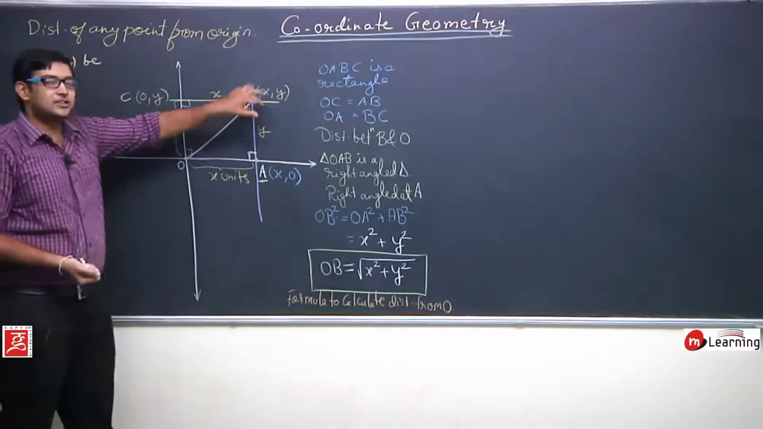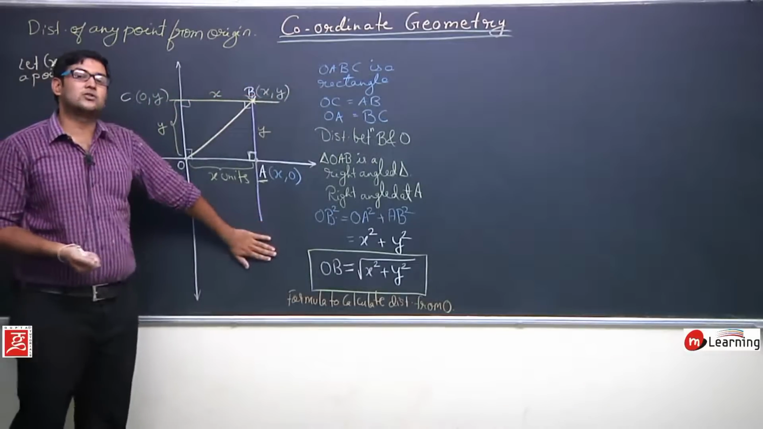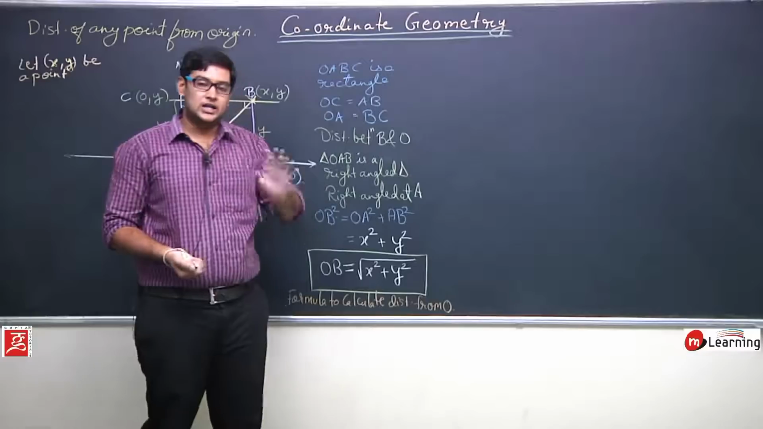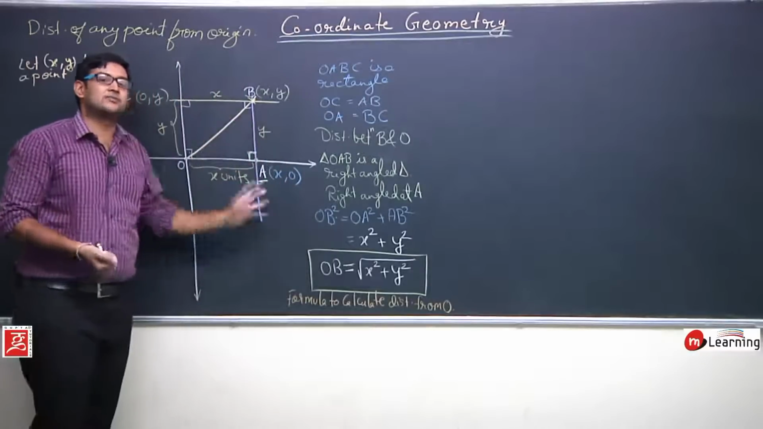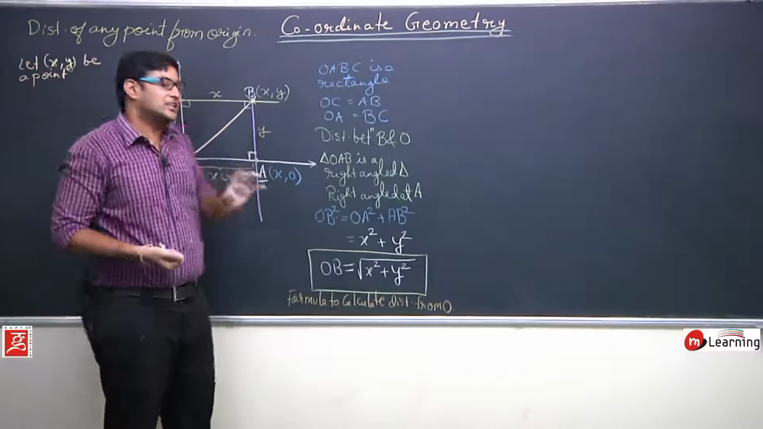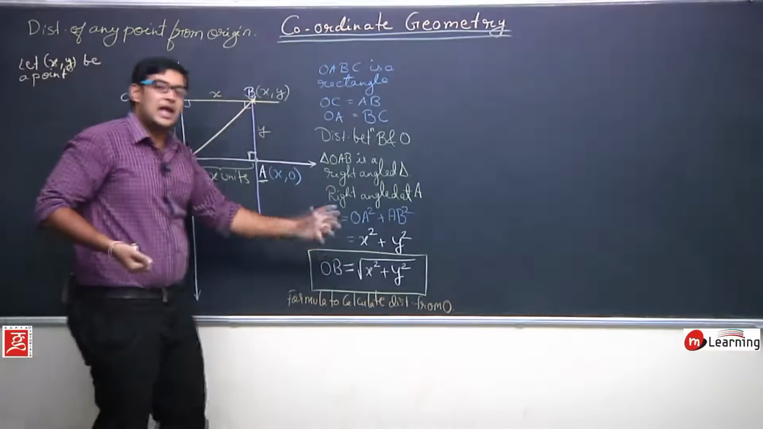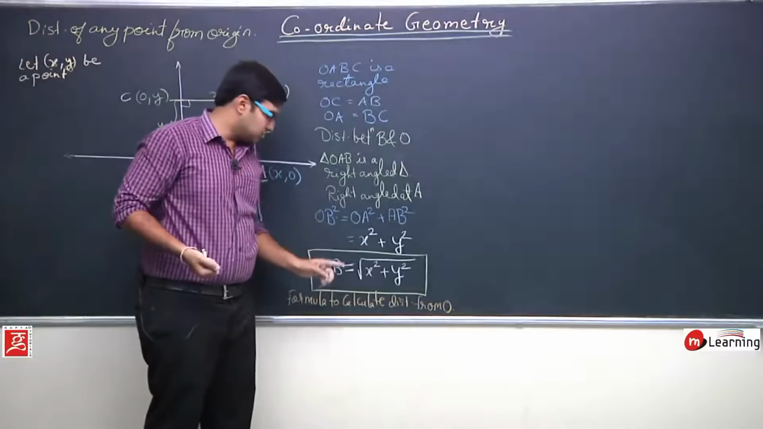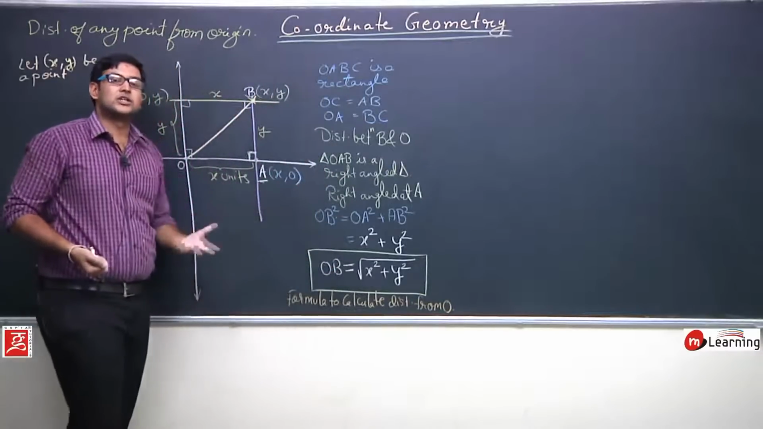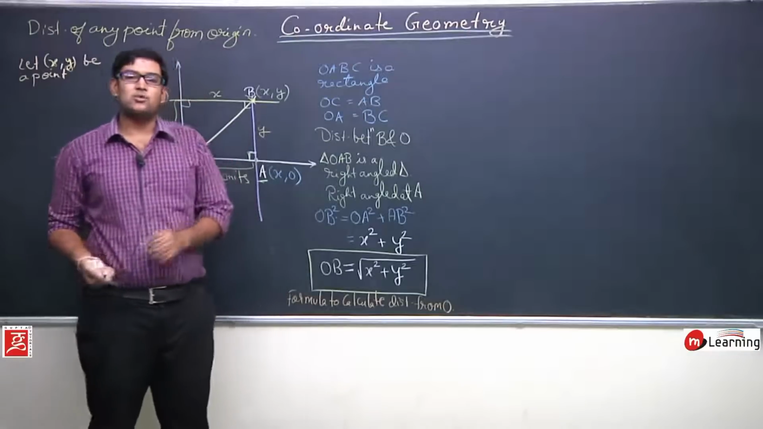Whether this point lies in the first quadrant or in the second quadrant or in the third quadrant or in the fourth quadrant, it never matters. It will make no difference which of the first, second, third or fourth quadrants this point lies in. What you need to do is take the x coordinate, take the y coordinate, square them, add them and take the square root. This will be the distance of that point from the origin. In this way you can calculate the distance of any point from the origin.